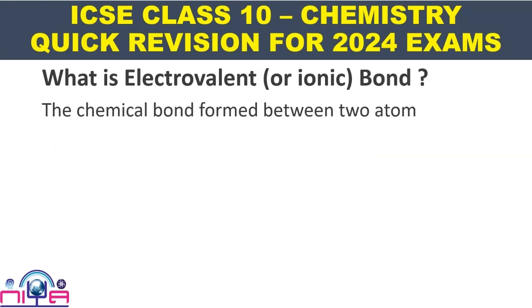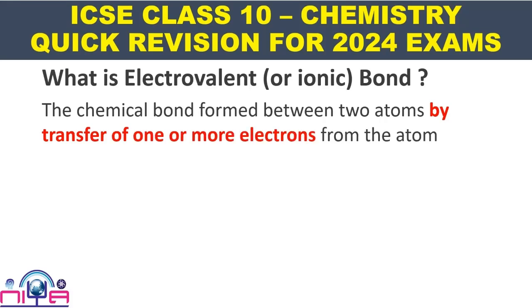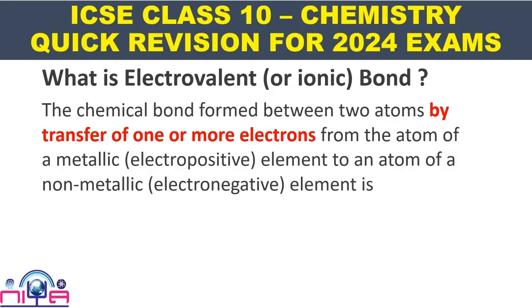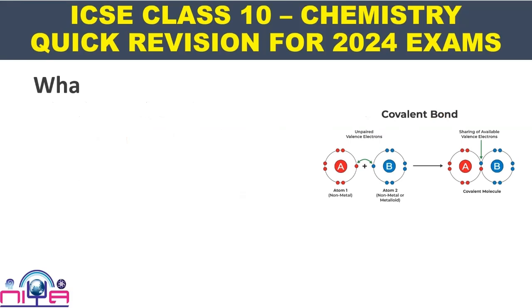What is electrovalent or ionic bond? The chemical bond formed between two atoms by transfer of one or more electrons from the atom of a metallic, electropositive element to an atom of a nonmetallic, electronegative element is called an electrovalent or ionic bond.